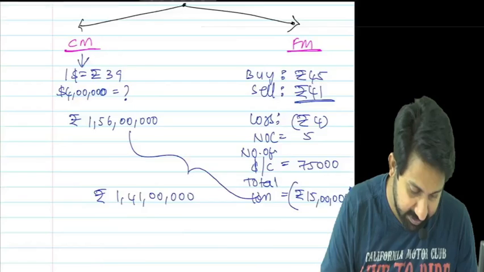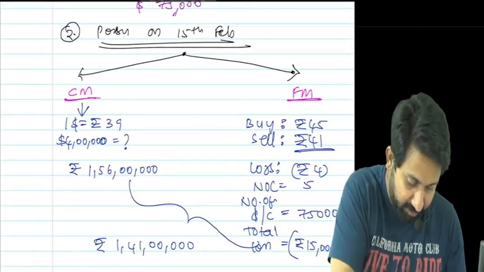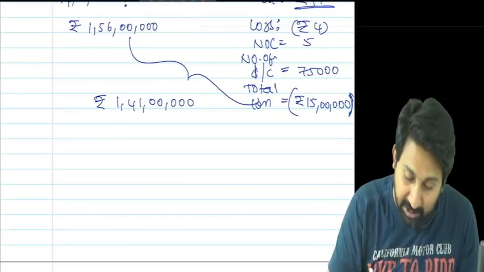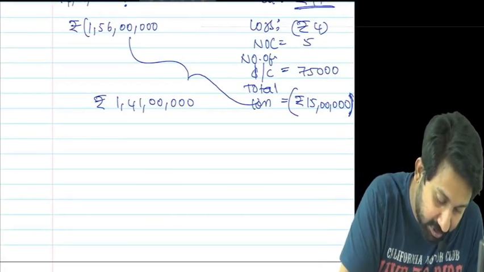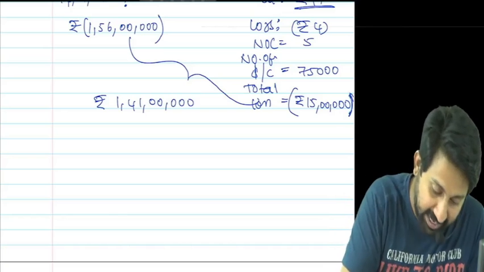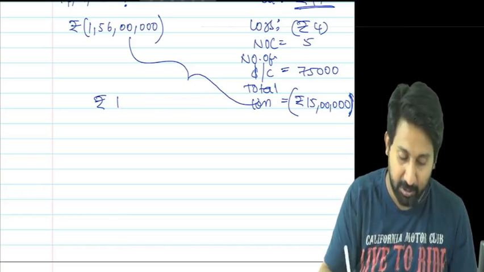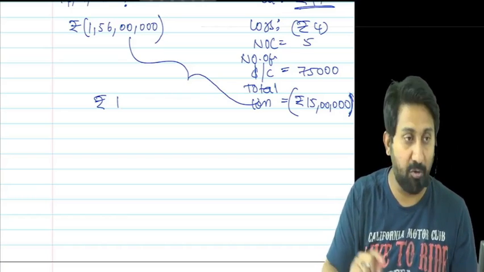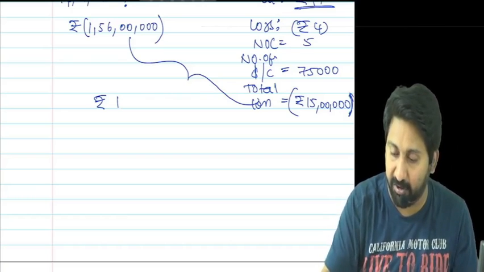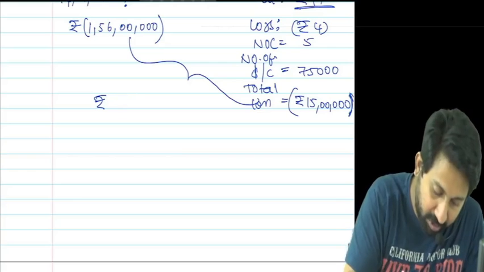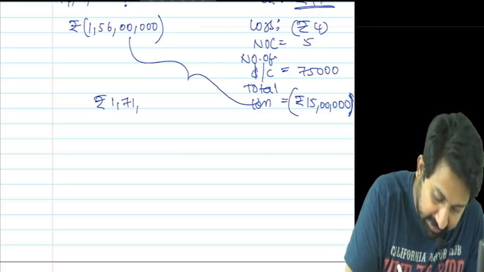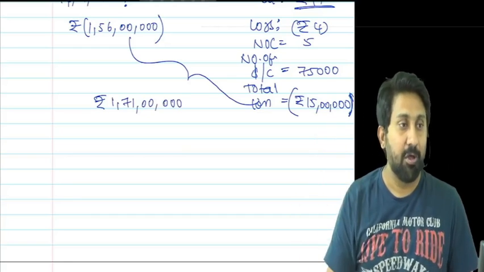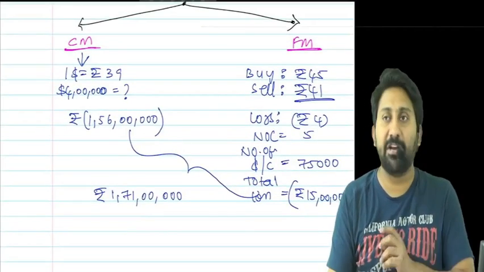One second. I'm very sorry. 1 crore 56 lakhs is the payment. Total loss is also a payment. Let's add both of them. So 1 crore 56 lakhs is an outflow, plus there is another outflow of 15 lakhs. So totally 1 crore 71 lakhs. Sorry, I thought that this is inflow. We are importers, we need to make the payment.